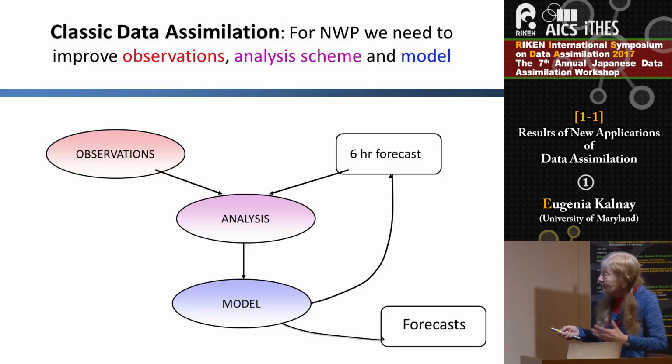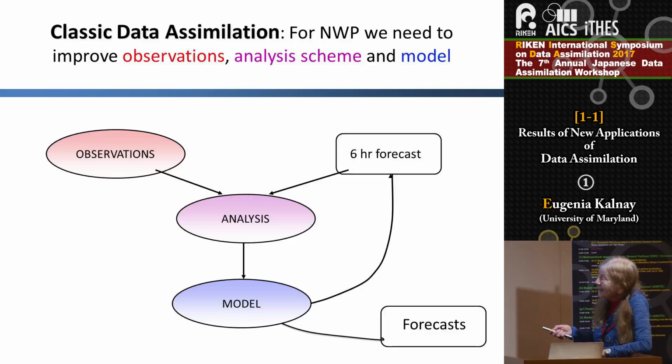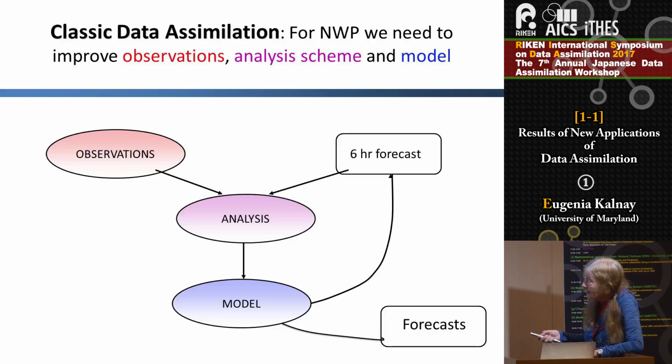So we always thought of the data assimilation system, which has observations and forecast, worked on by the analysis that gives initial conditions to the model, and that continues. So this is the only time in which the observations and the forecast are there together. So we should use it for even more than this classical application.